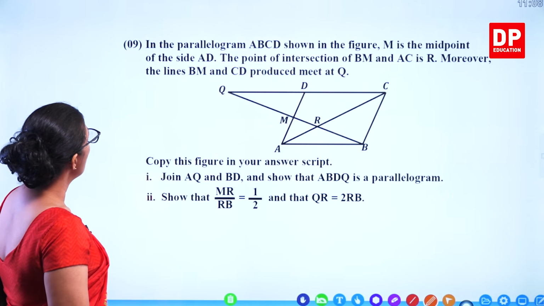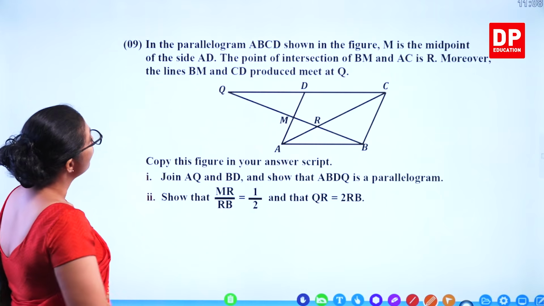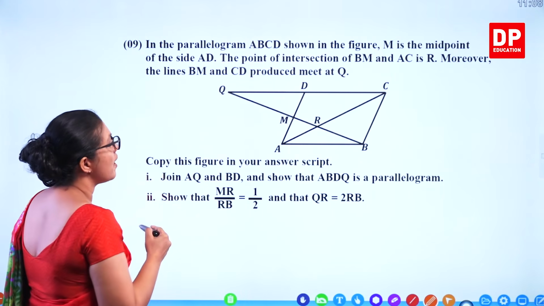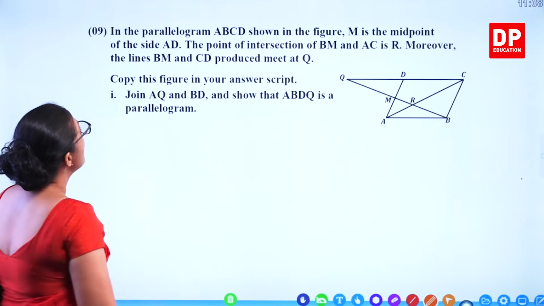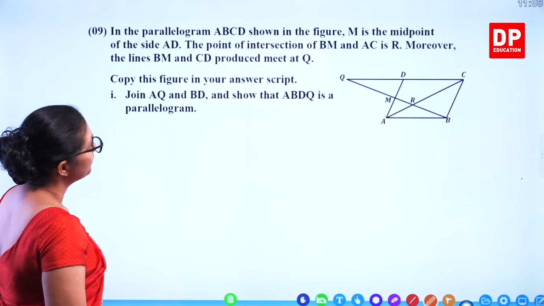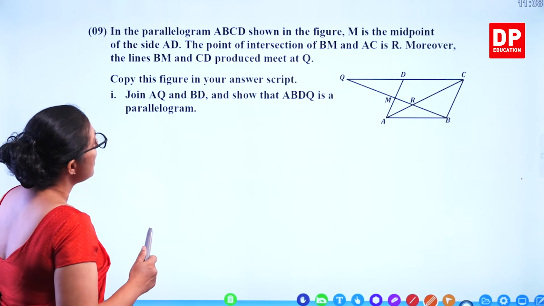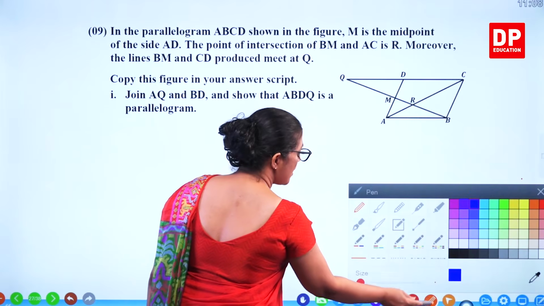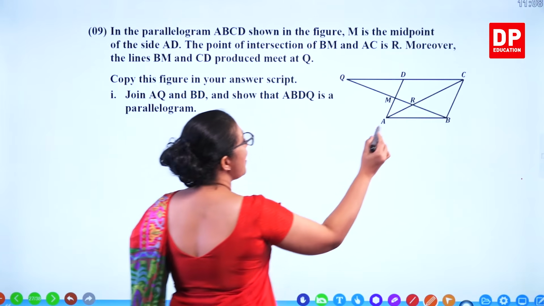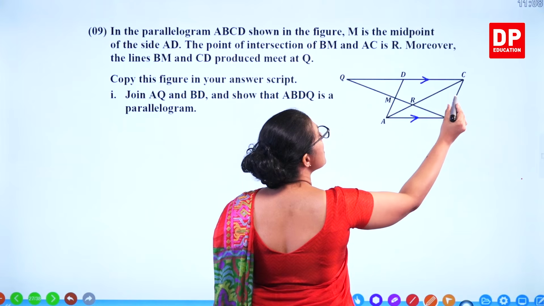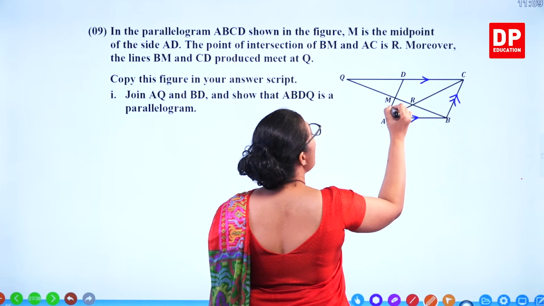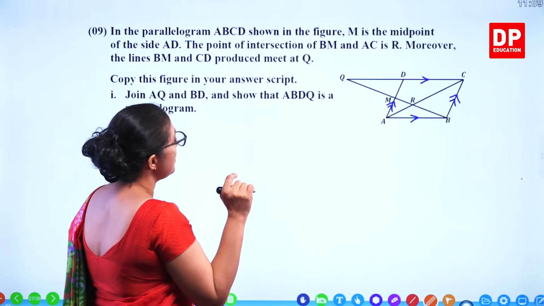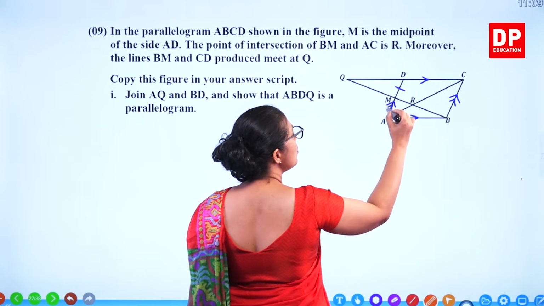Question number 9. So you have to show 2 proofs whether ABDQ is a parallelogram and this part. So we'll try to do that. In the parallelogram ABCD, shown in the figure, M is the midpoint of the side AD. So it's better to mark everything. So ABCD is a parallelogram, means opposite sides are parallel. And M is the midpoint of AD. So this length is equal to this length.